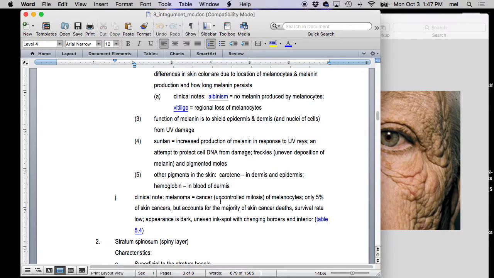The stats are not incredibly high, but the type of cancer that we're going to talk about next, which we'll do next time, is melanoma, which is the most malignant of the skin cancers.